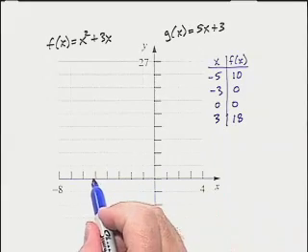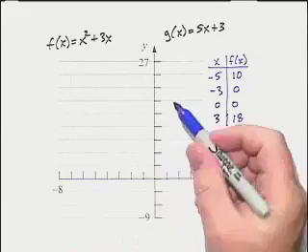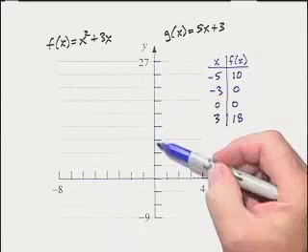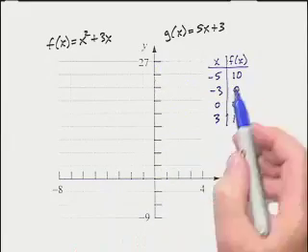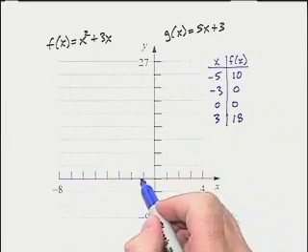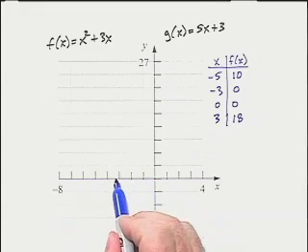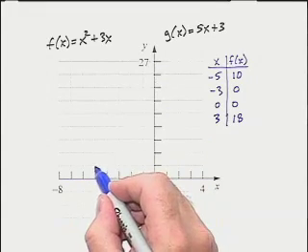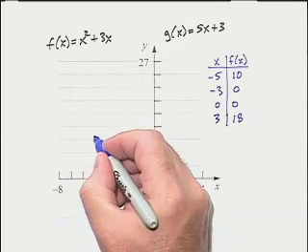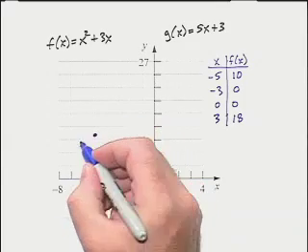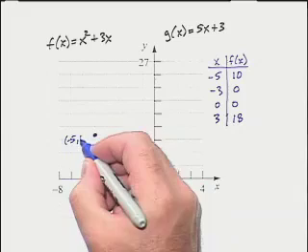1, 2, 3, 4, 5. At negative 5, we look at our scale. The scale on the y-axis is by 3s, so we need to be careful when we go up to 10. And our scale along the x-axis is just 1. So we go 1, 2, 3, 4, 5. That's negative 5. We go 3, 6, 9. So this would be our point, negative 5, 10.